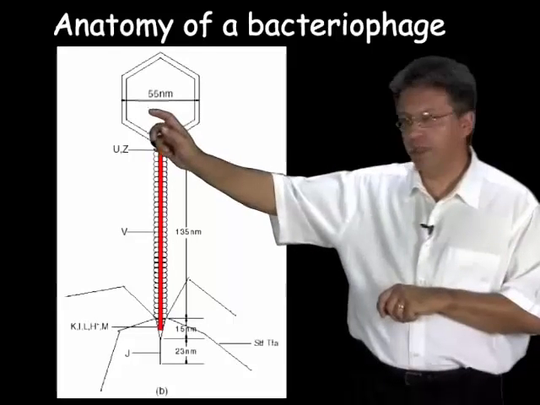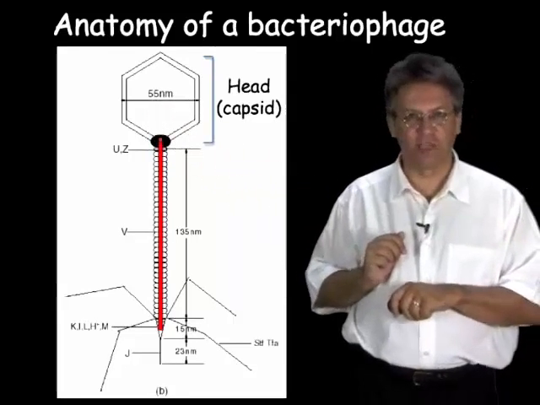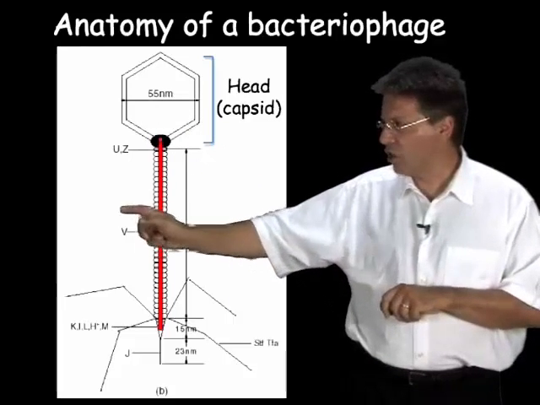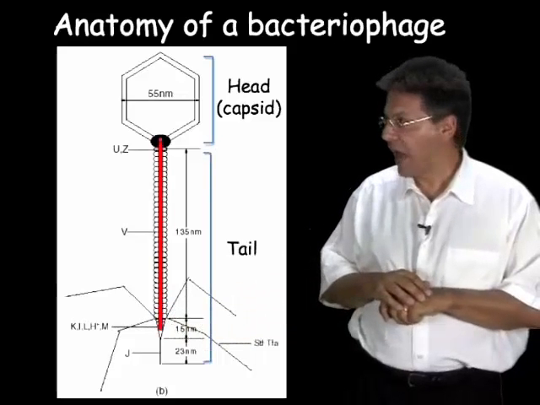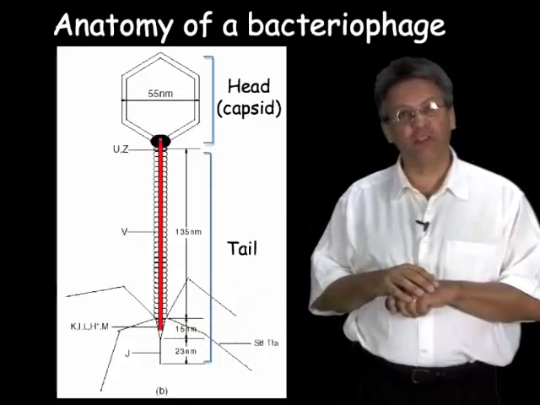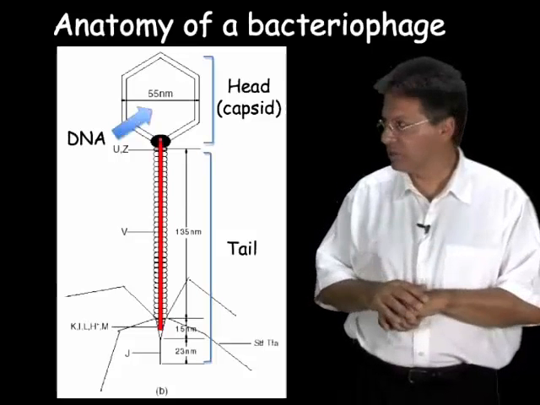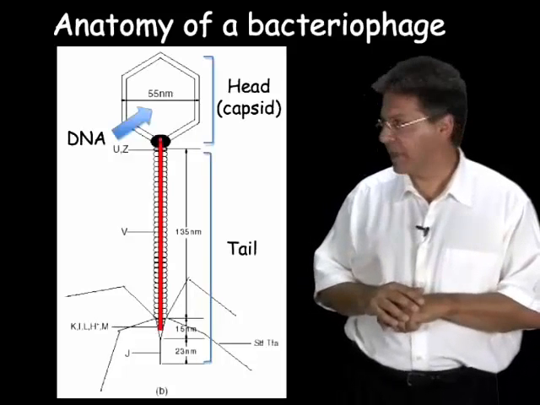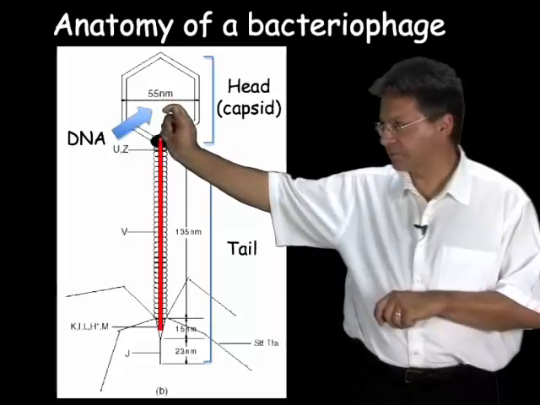At the very top here you can see a structure that is referred to as the head. Sometimes it's called the capsid. That is attached to this longer structure here, which is the tail. And the DNA, or the genetic information that the virus carries in order to multiply itself, the instructions for its own replication, are carried here in the virus head.